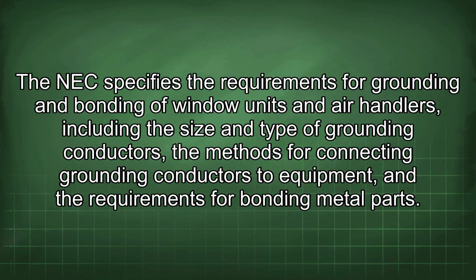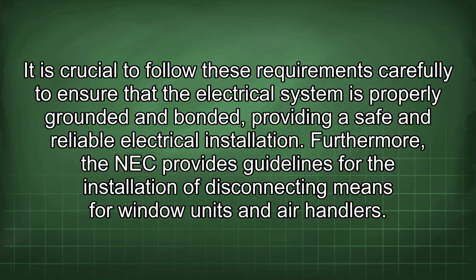The NEC specifies the requirements for grounding and bonding of window units and air handlers, including the size and type of grounding conductors, the methods for connecting grounding conductors to equipment, and the requirements for bonding metal parts. It is crucial to follow these requirements carefully to ensure that the electrical system is properly grounded and bonded, providing a safe and reliable electrical installation.